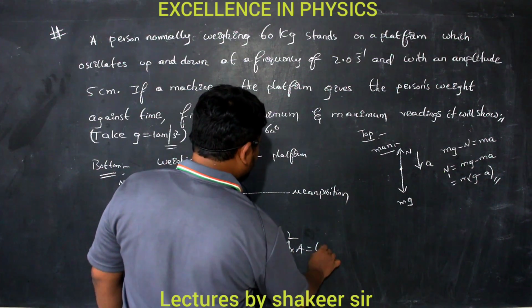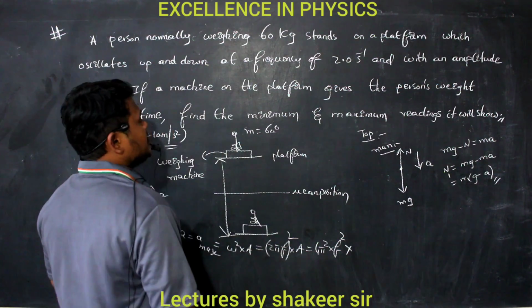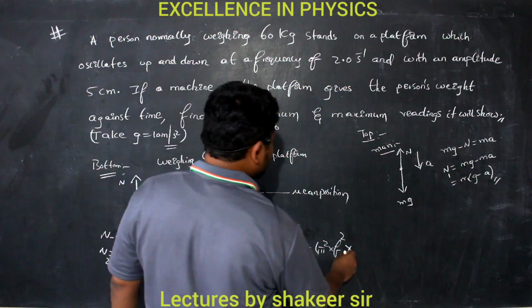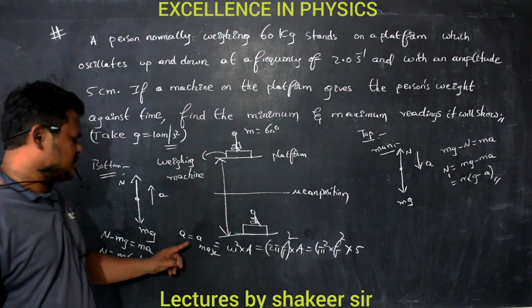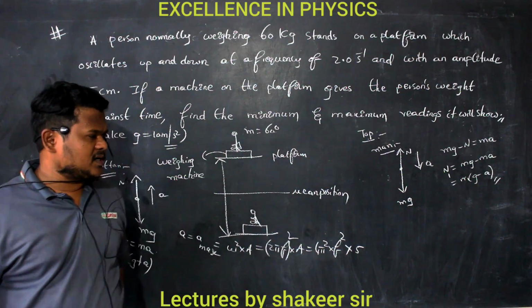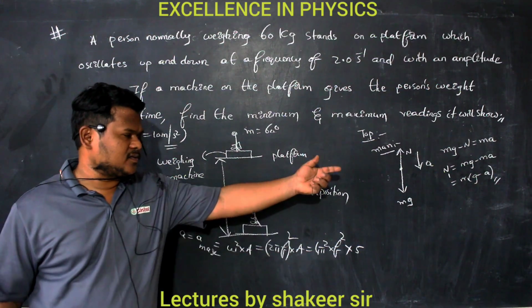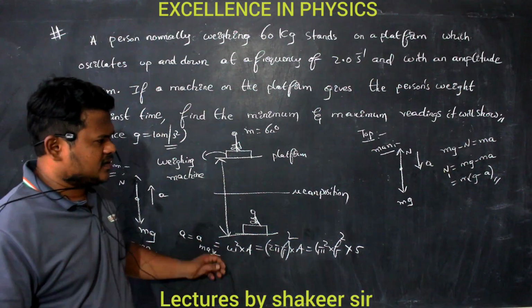Therefore 4 pi square into f square multiplied by the amplitude, and what is the amplitude he gave? It is 5 centimeters. If you do this calculation, I will get the acceleration. Take this acceleration and substitute here, I will get the normal reaction at the bottommost position. Similarly, substitute the a value there, then you will get the reading at the topmost position. Clear? Come on, calculate these values.